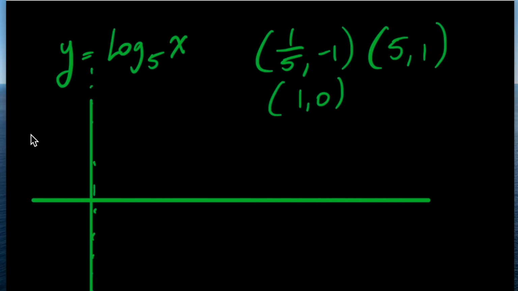So let's plot those points. We're going to have 1/5, -1, 1, comma 0, and 5, comma 1. So here we go, something like this. Again, positive in front, positive with the x, heading towards the first quadrant.